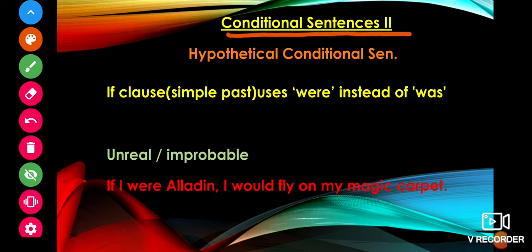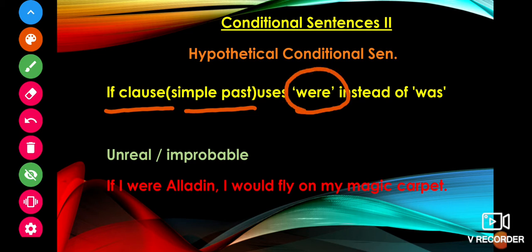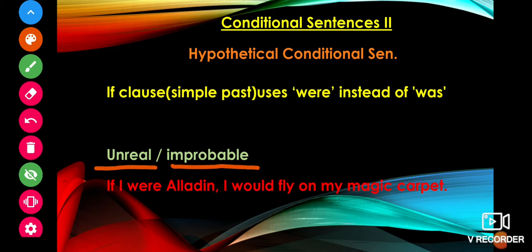It is called as conditional sentence 2 or hypothetical conditional sentence. In this sentence, if clause is in simple past and here we use were instead of was. And such conditional sentences are unreal or improbable. That means it is very less likely that these sentences are real or true. We can say that they are unreal, improbable, or imaginative.